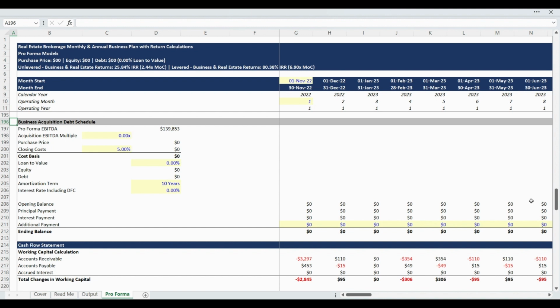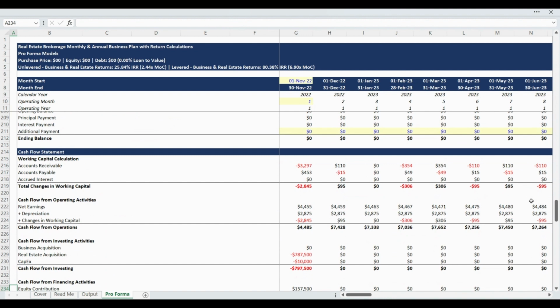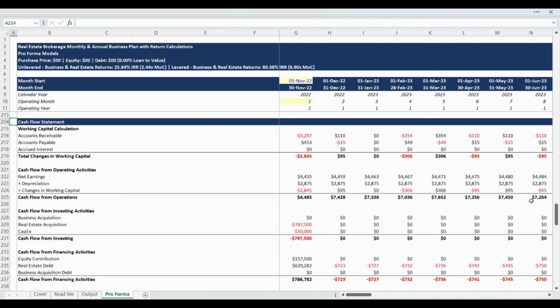If you are using debt to fund the acquisition, assumptions will be input here for loan to value, amortization term, and the interest rate. A debt schedule is calculated in this section, breaking out the total monthly payment, the principal component, and the interest component. Similar to the real estate section, prepayments can be entered in row 208 if you want to accelerate debt reduction and your loan allows.